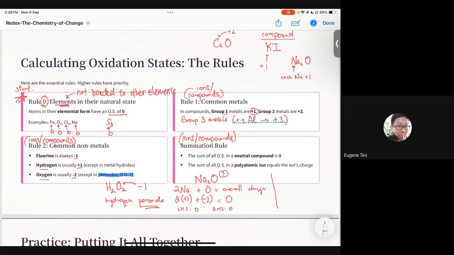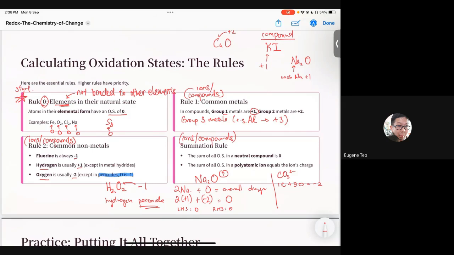Now, how about if I have a polyatomic ion? I'm going to give you an example here. For example, CO3 2-, the carbonate ion. What I know is that the oxidation state of the carbon plus the oxidation state of the 3 oxygens must give me the overall charge, which is -2. So what I'm going to do here is, I know that for carbon, nothing here is mentioned. It is not group 1, not group 2, it is not fluorine, hydrogen, or oxygen, then how?